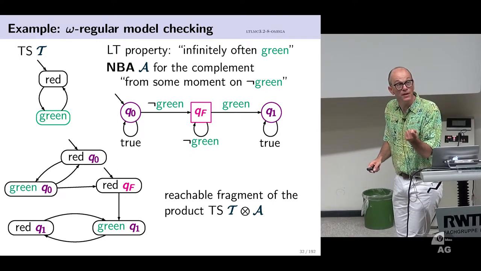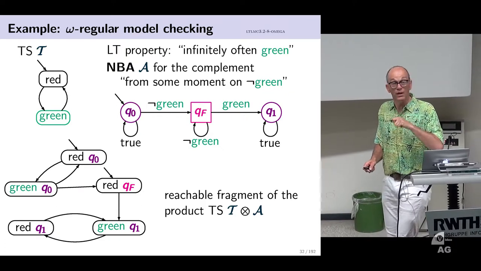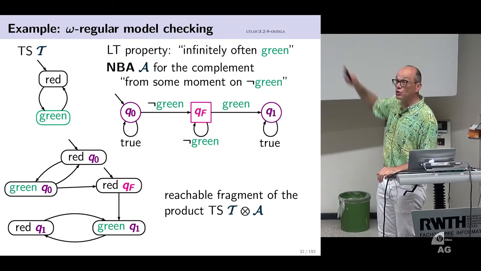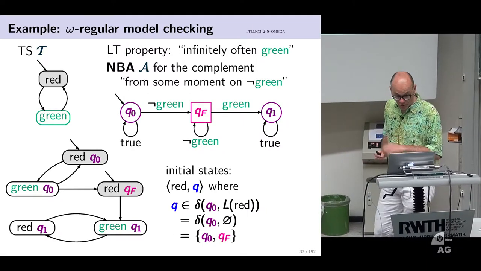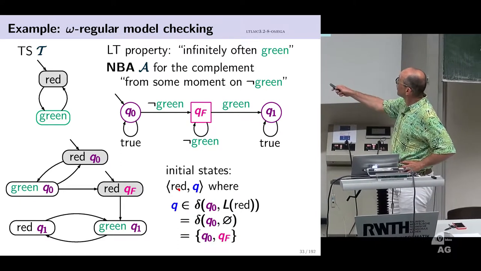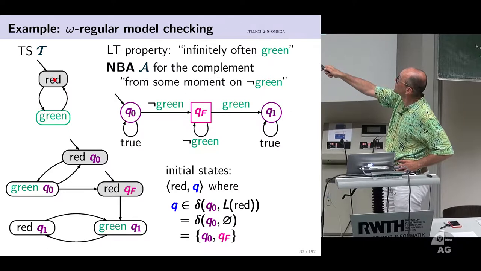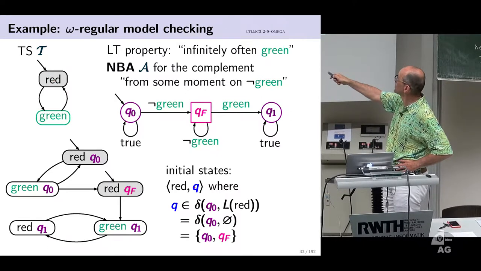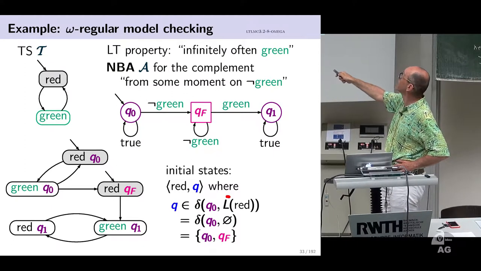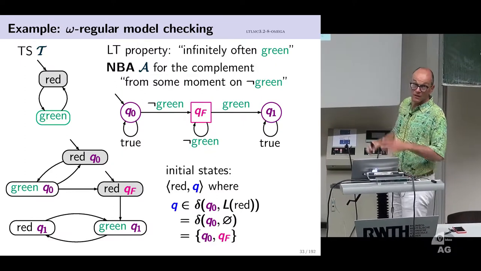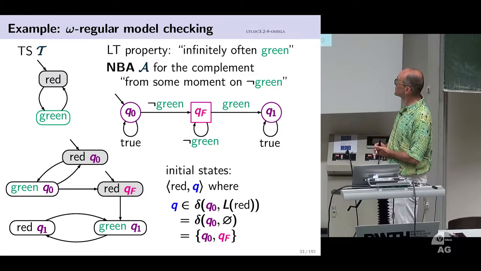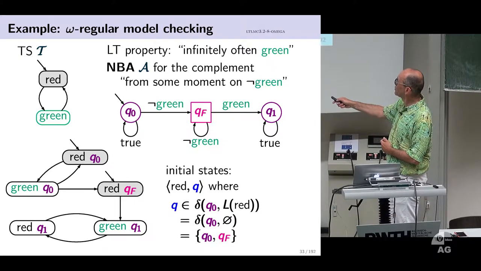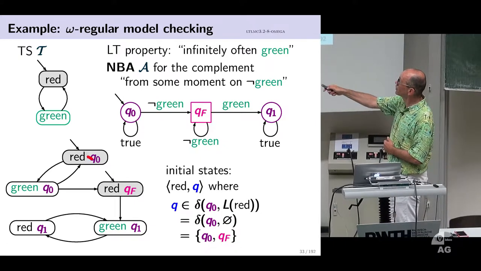Now, there are two possibilities. Either it takes the self loop, which means you stay in Q0, or you move to QF. And that's the reason why I have two initial states. So formally speaking, the initial states are of the form red, Q, red being the initial state of the transition system, Q being a state that I reach from the initial state in my automaton by feeding it with the label set of the state red. In my case, this is, for instance, an empty set if we only take green as a set of atomic propositions. What is the set of successor states if I, in Q0, have the empty set? I have those two states, and therefore I have two initial states.